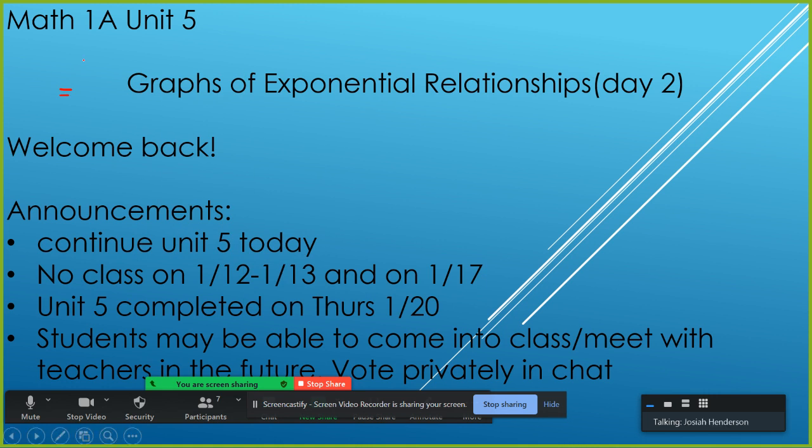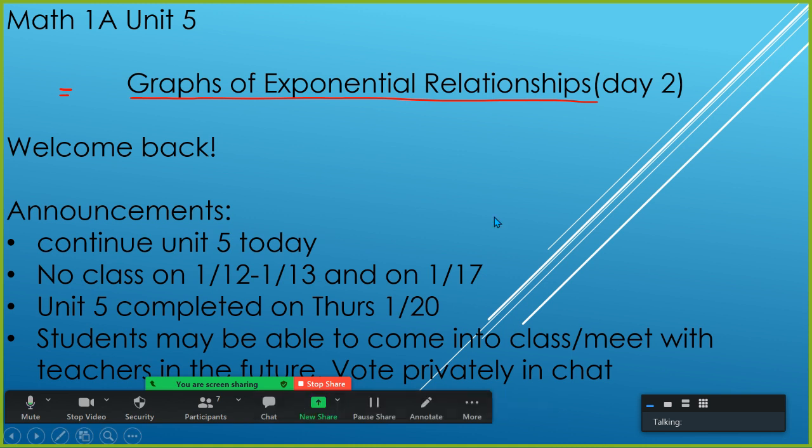All right, everybody. Good to have you back. Let's get started. So this is day 2 of graphs of exponential functions. In Edmentum, it's called exponential relationships, but what we mean is exponential functions. Day 2. So we're going to finish what we started yesterday, and then we should be ready to do the mastery test after we have all of today's info.